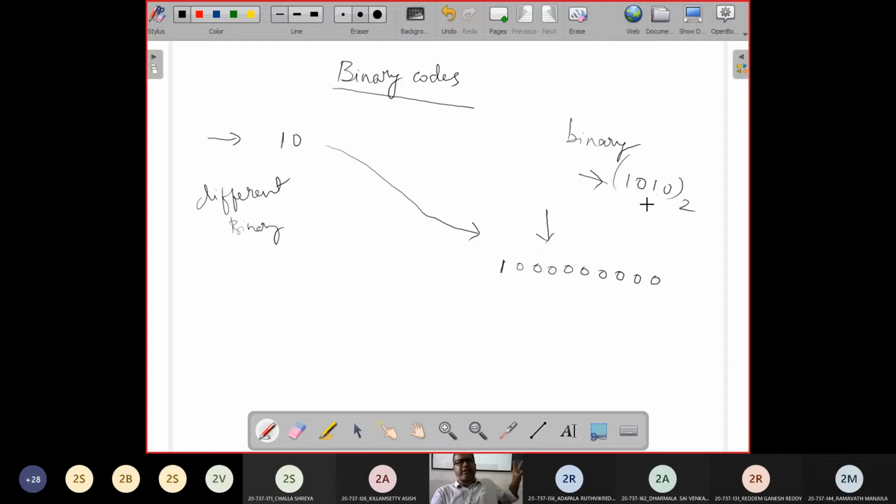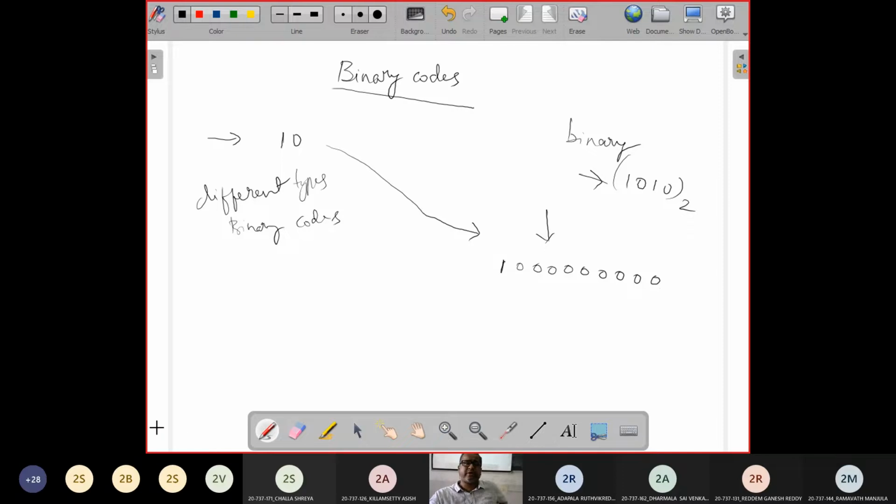This is one type of binary representation. This is another type of binary representation. Like that, any number can be represented using different formats of binary representation. These are the alternate ways of representing 10. I can use this representation in some contexts, and this representation in other contexts. Which is suited for you is your decision, based on the application which you are designing the circuit for. Like that, I can have different types of binary codes.